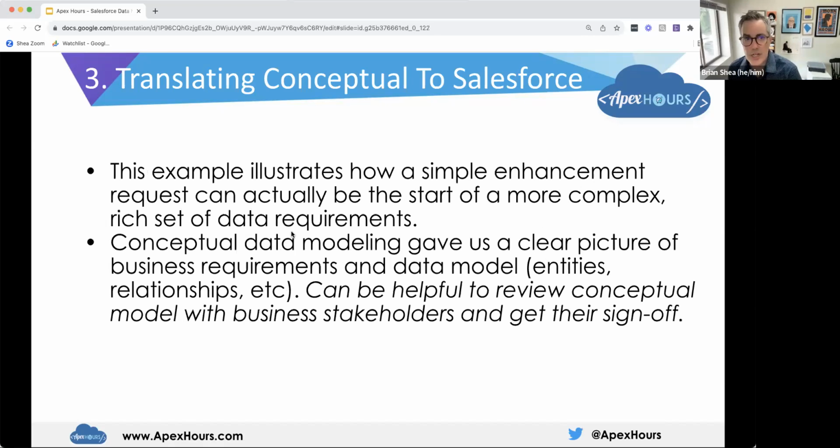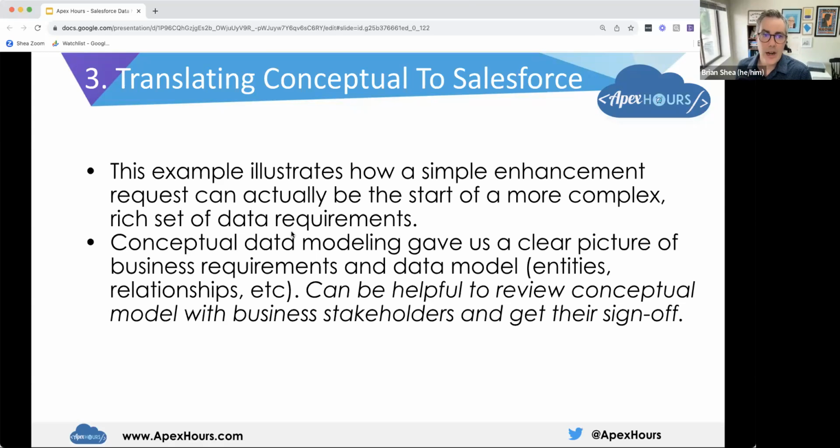And this example also illustrates how a simple enhancement request can actually hide something that's much, much more complex. And I think this gets back to the point that I mentioned earlier in the meeting, of the value of having all our Salesforce professionals being fluent in data modeling and not just have it be something where an architect needs to go through it.